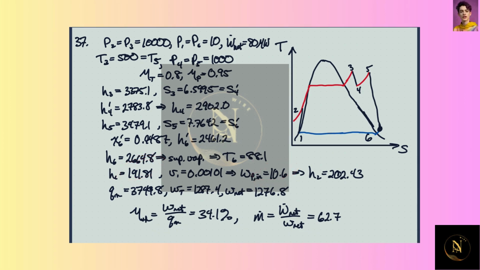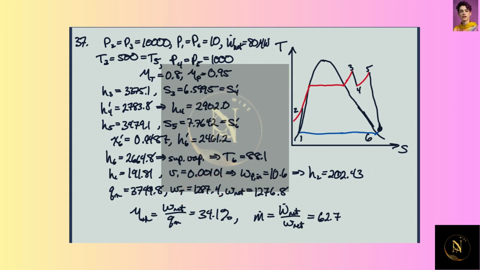Now we have the enthalpy at all of our points. The heat transfer in is the enthalpy here minus the enthalpy here, plus the enthalpy here minus the enthalpy here. The work in the turbine we can figure out from the enthalpy here minus here, plus the enthalpy here minus here. That would be the output work of the turbine, which is about 2,300 kilojoules per kilogram.